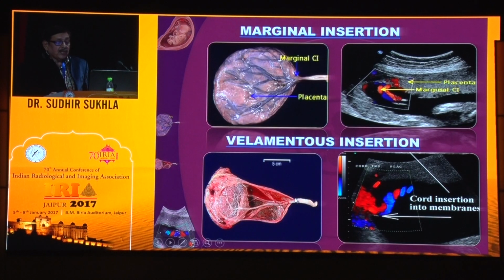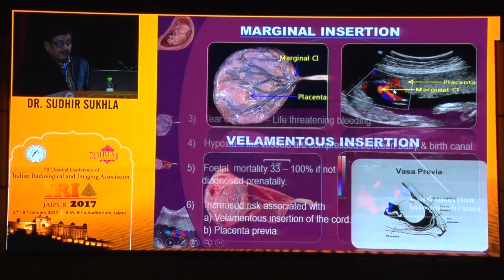You see in this picture, it is inserted into the membrane. The vessels are unprotected, and then it crosses over and inserts before the placental plate. Here you are seeing a cord insertion into the membrane. This is a picture showing a marginal cord insertion.